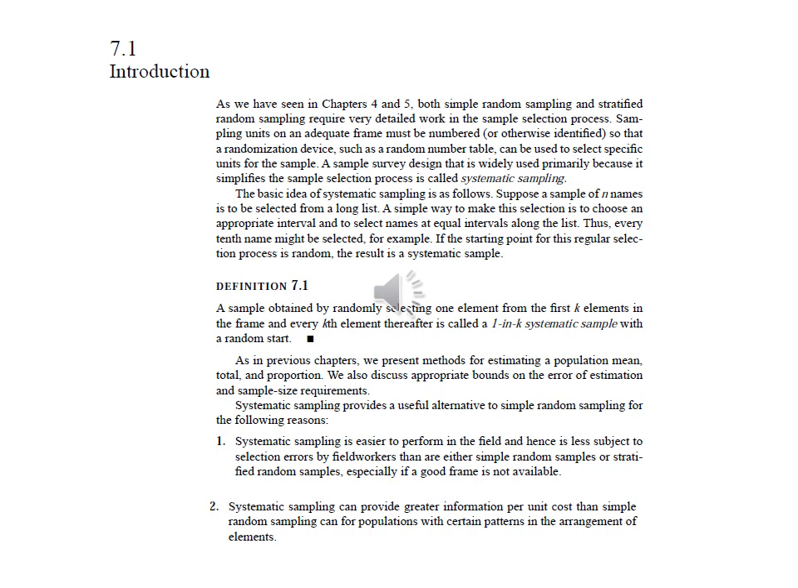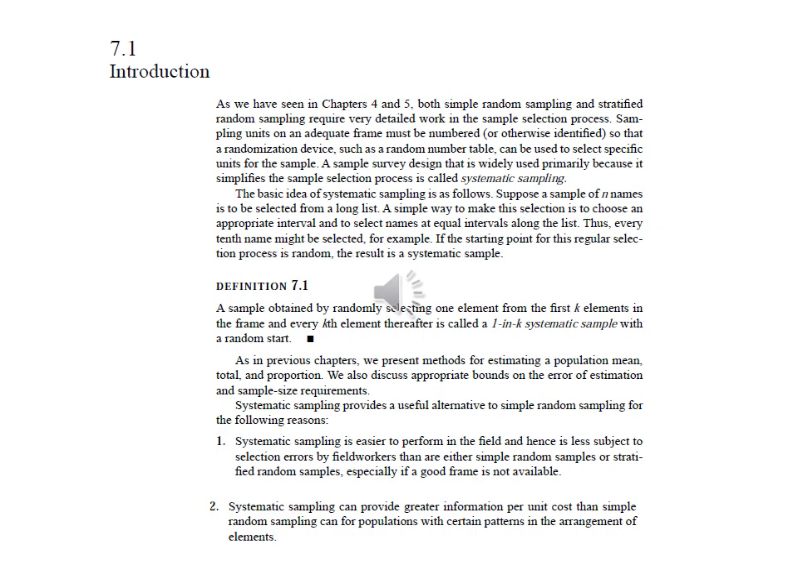Systematic sampling provides a useful alternative to simple random sampling for the following reasons. This is the main advantage, the main goal, the main aim of systematic sampling. Number one, it is very important for each student to know very closely: systematic sampling is easier to perform in the field and hence is less subject to selection errors by field workers than either simple random sampling or stratified random sampling, especially if a good frame is not available.